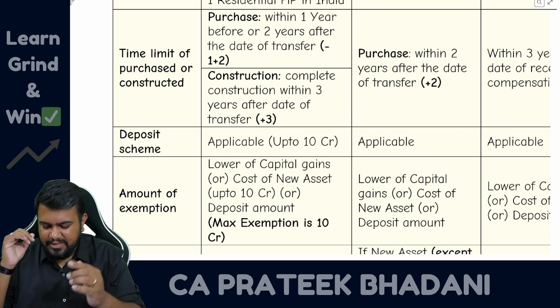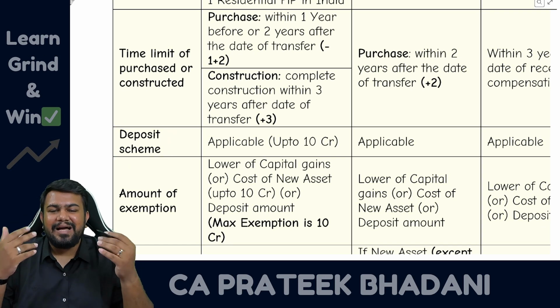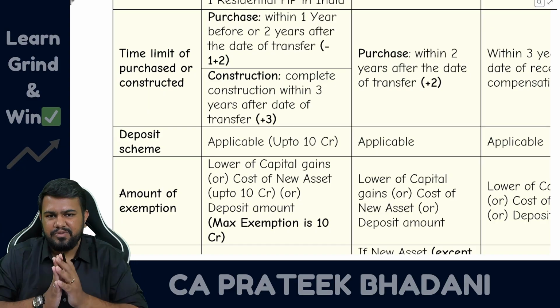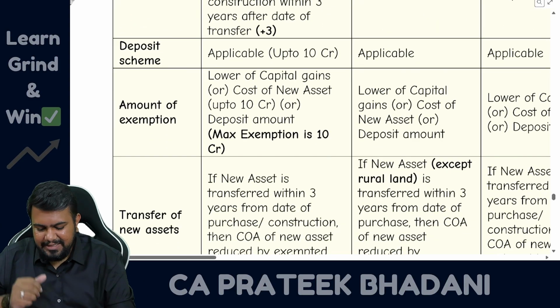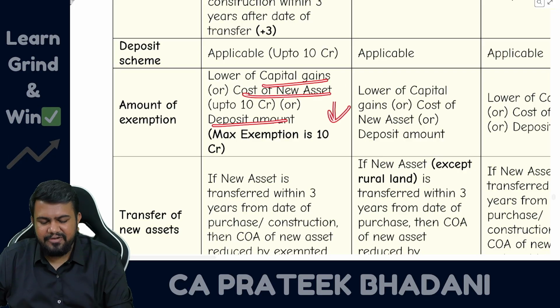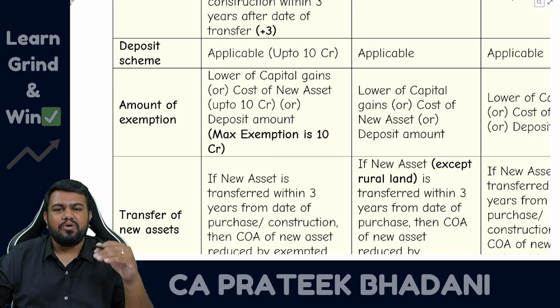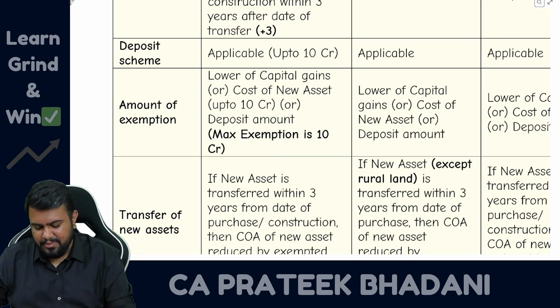This detail should be given in the income tax return. If details of this deposit scheme are given in the return, then the income tax department will assume that you are going to invest, and that is why they will give you the benefit of the exemption. So what is the exemption? The exemption is capital gain or cost of new asset or deposit amount, whichever is lower. However, maximum capital gain exemption can be 10 crores. More than 10 crores, you cannot claim exemption.